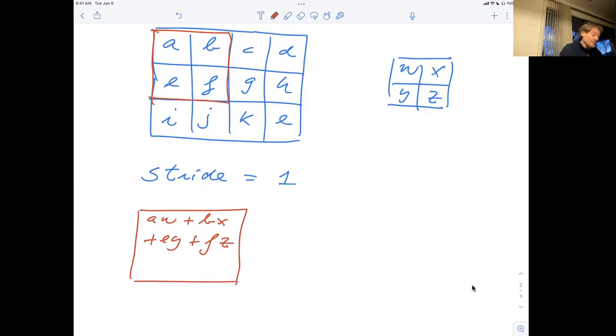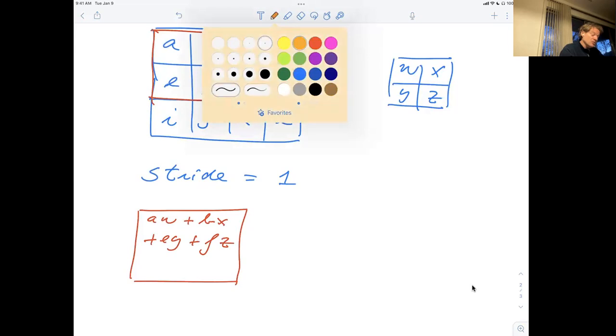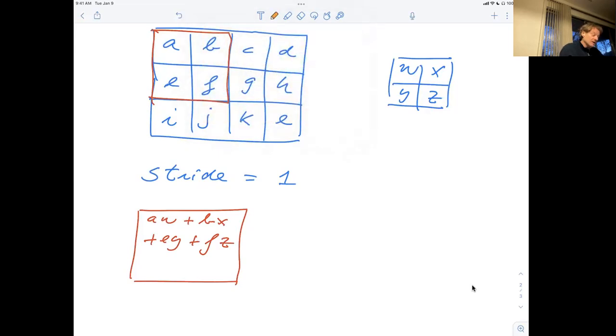Now, stride 1 means that the next operation is where I move just one step here, from A to B. I can make a larger stride, so this stride becomes a parameter. My next operation is given by the following: B times W plus C times X plus F times Y plus the final one, which would be G times Z.